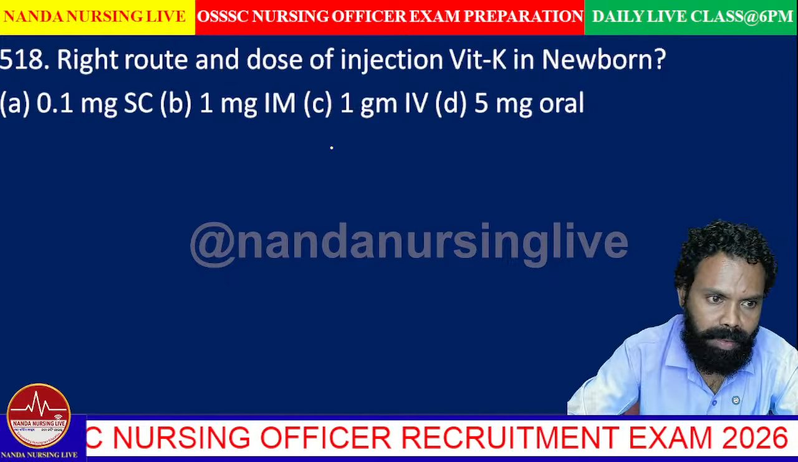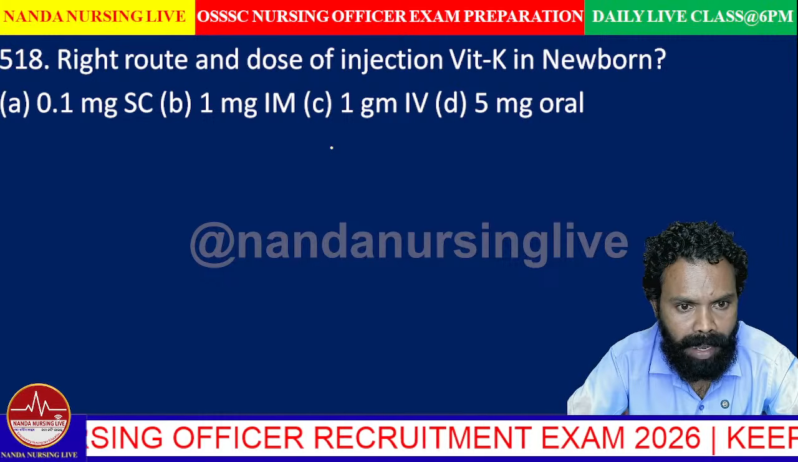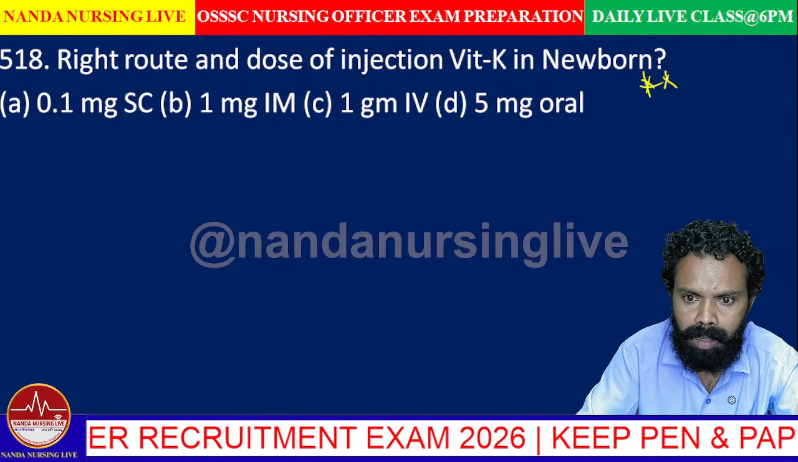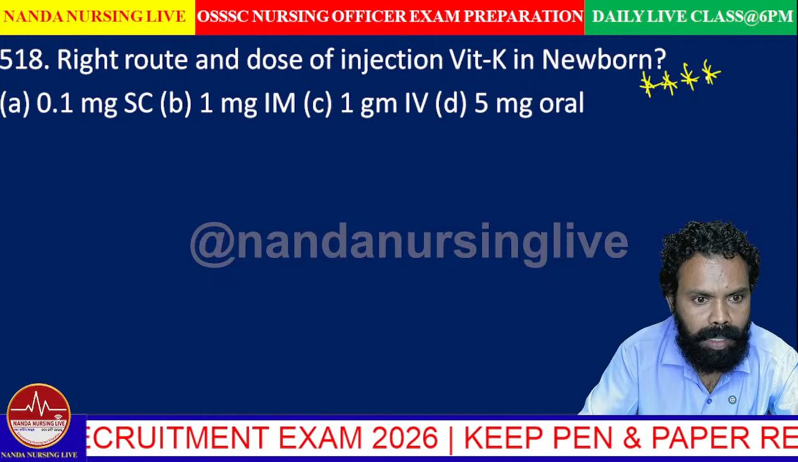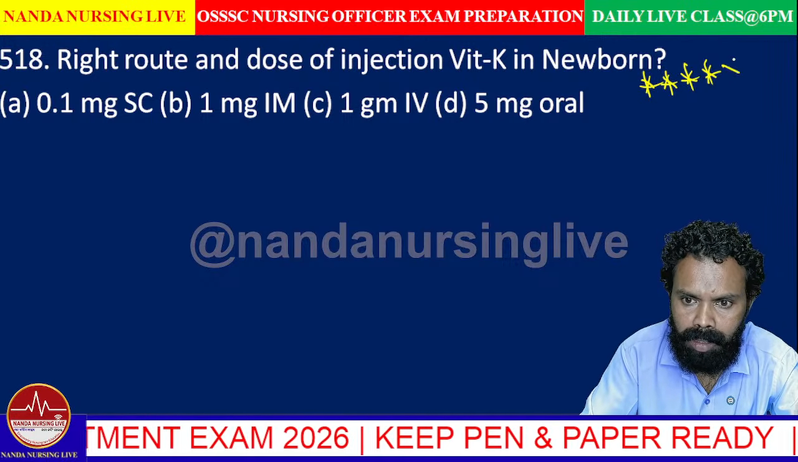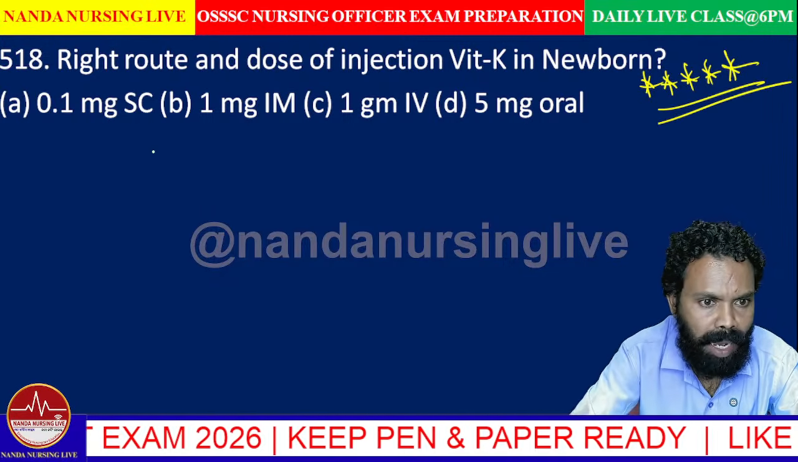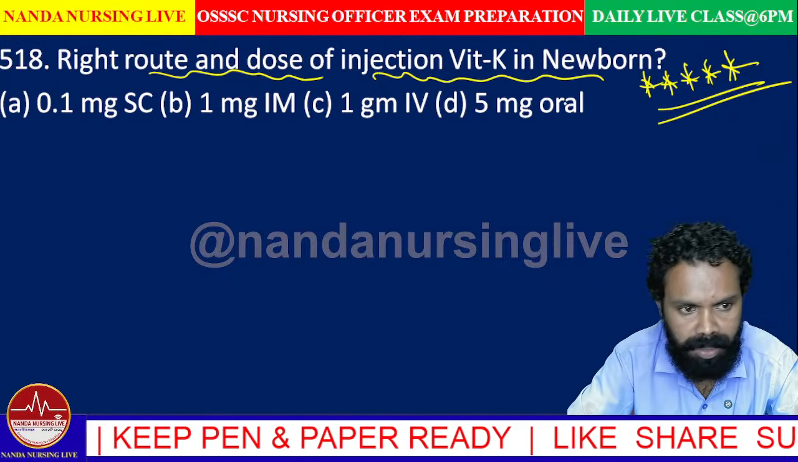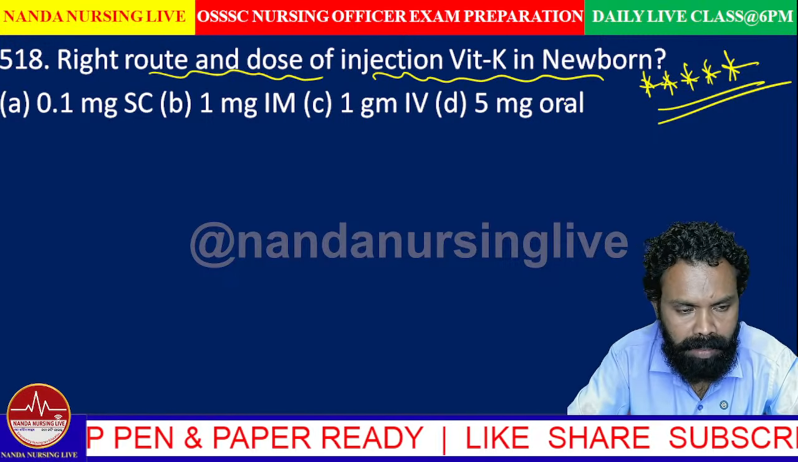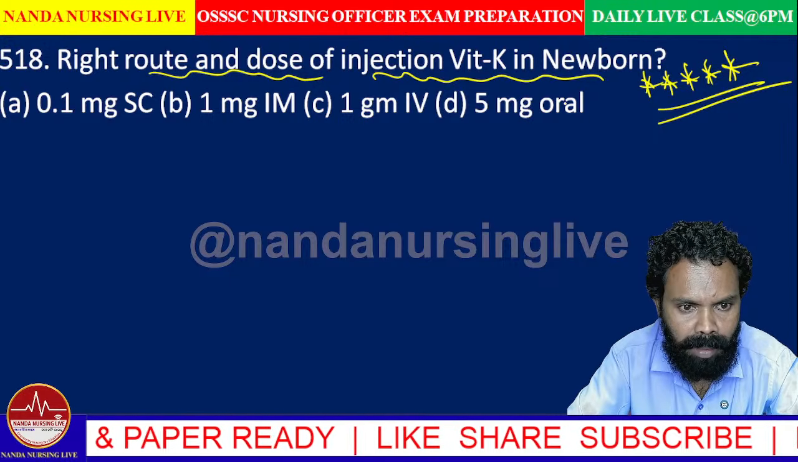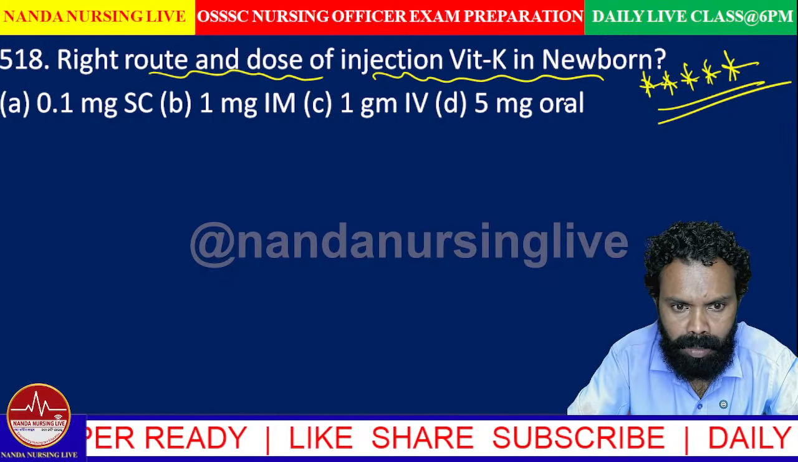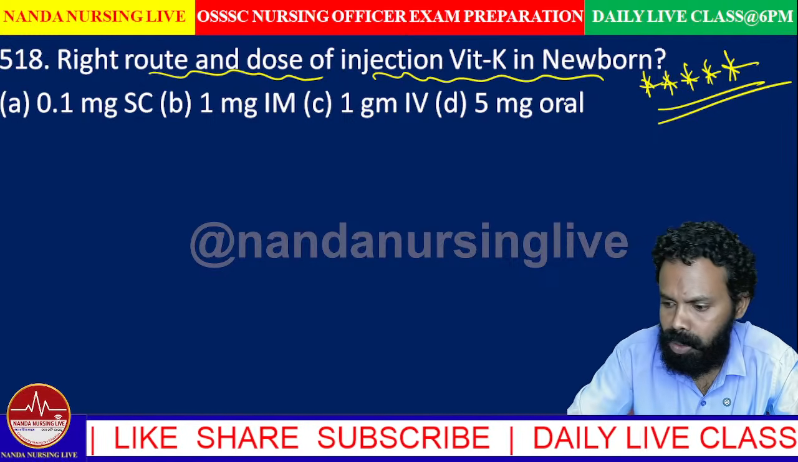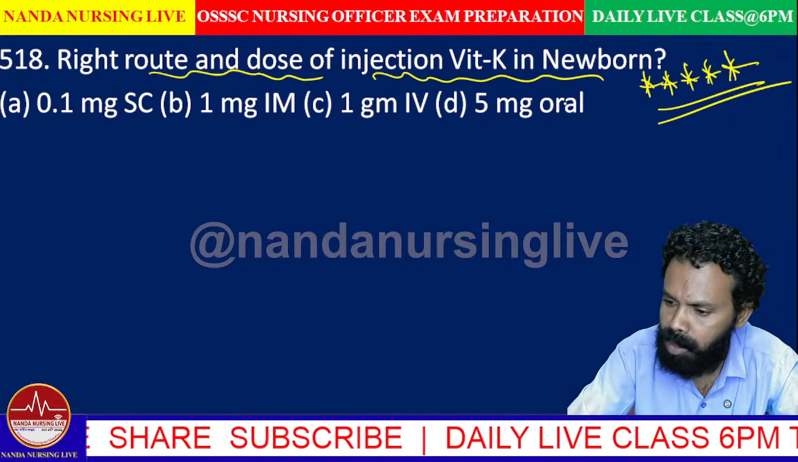Next question, question number 518: right route and dose of injection vitamin K in newborn. Most important MCQ. Option A is 0.1 milligram subcutaneous. Option B is 1 milligram IM. Option C is 1 gram IV. Option D is 5 milligram oral. Which option is the correct answer? Most important MCQ.